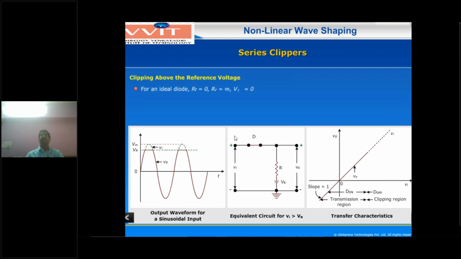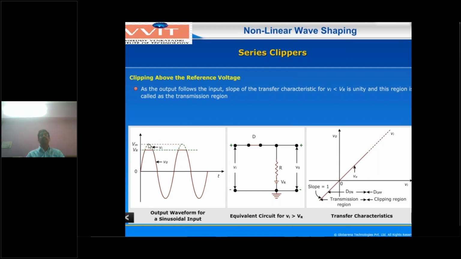This is the first case: Vi less than VR, so the input is transferred to the output. That means V0 equals Vi. So you have to observe this diagram, the output waveform. This line is the VR reference line, and the reference line is below the input waveform. So V0 equals Vi, and the diode will be a short circuit.